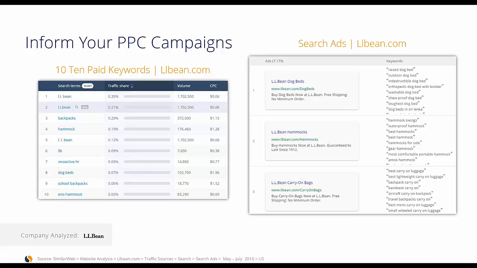But we can also see on the right, with this market intelligence, the actual ads that match up with the keyword groups, with the ad groups. So if we see the keywords on the right for the top example, we have dog beds, and we see all the different variations of dog bed that are sending traffic to this ad. And not only in the ad, we can see what LL Bean is advertising and offering. And we see free shipping, no minimum order.